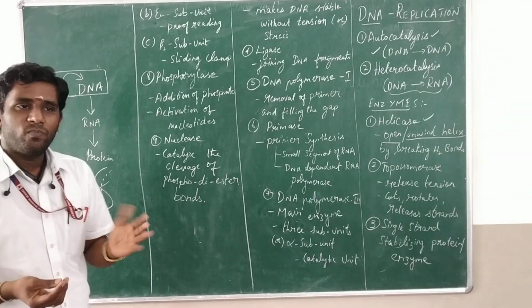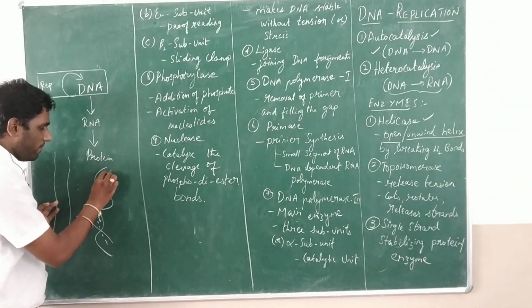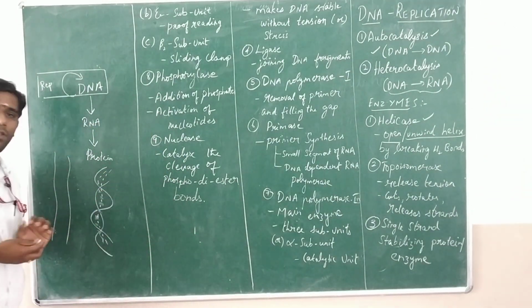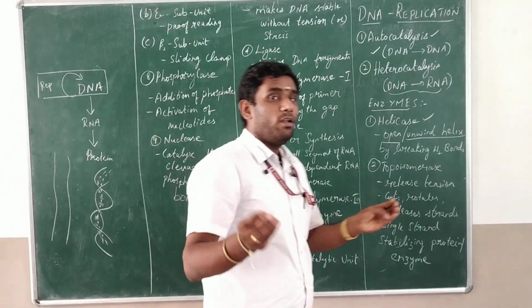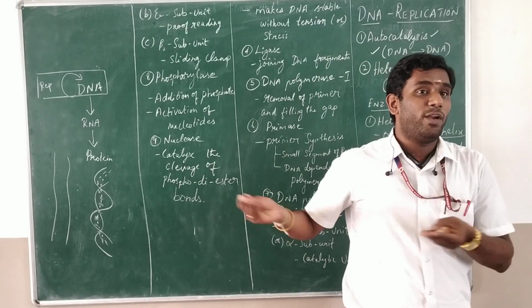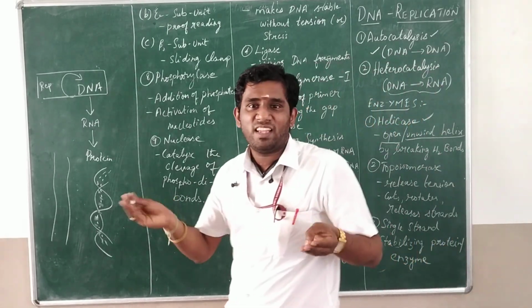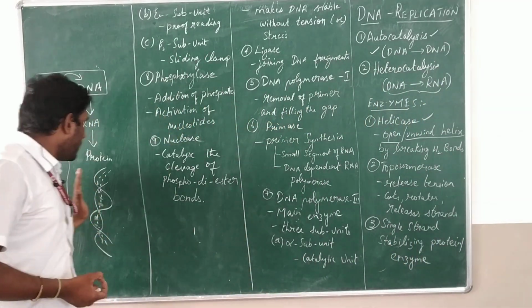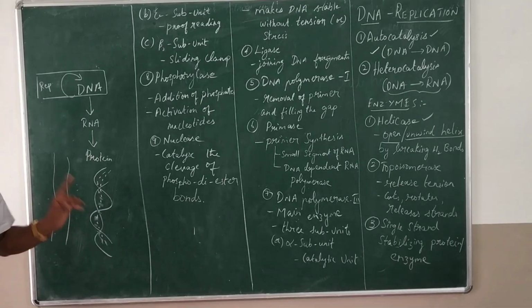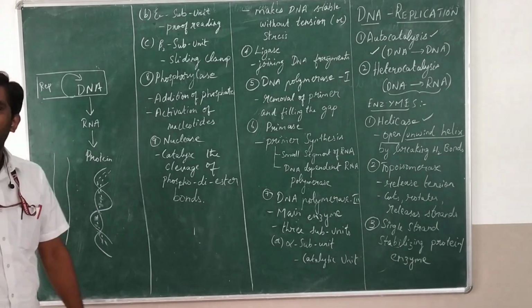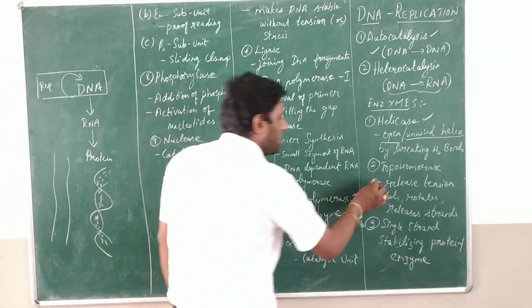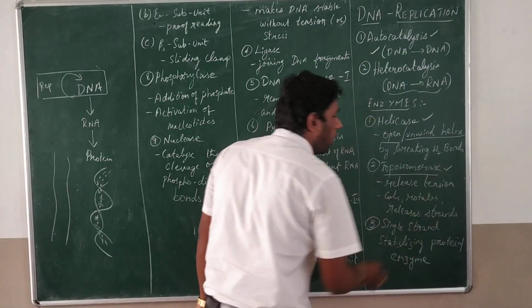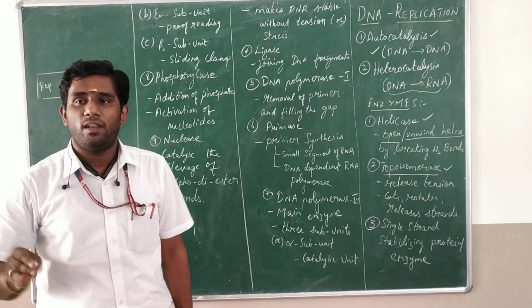And how does it do that? It breaks the hydrogen bond in between. How does it break the hydrogen bond? If you remember the structure of the nucleotide, you will be able to understand. It will break the hydrogen bond in between and you will be getting two different strands. So this is the first step in DNA replication. Is it clear, children?